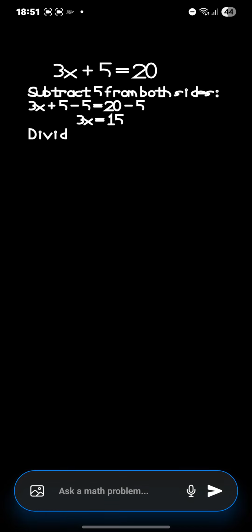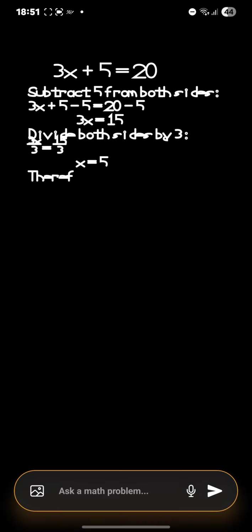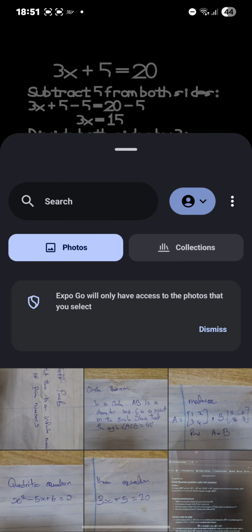This is on device, offline. You can get tutorials like this on any of your assignments. Divide both sides by 3. 3x divided by 3 equals 15 divided by 3. X equals 5. Therefore, the solution is x equals 5. You understand? So that's one very simple basic problem. Let's go to something more interesting, like quadratic equation.